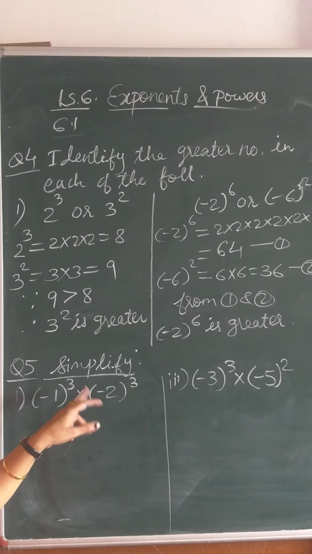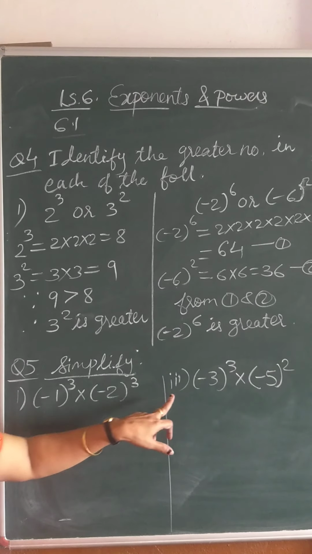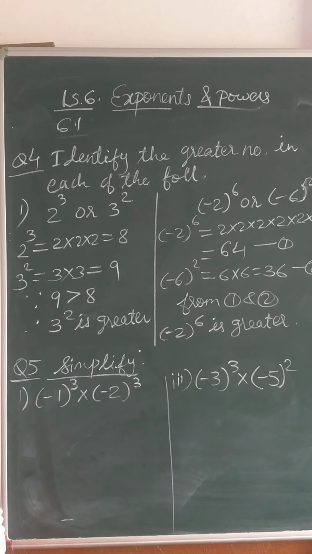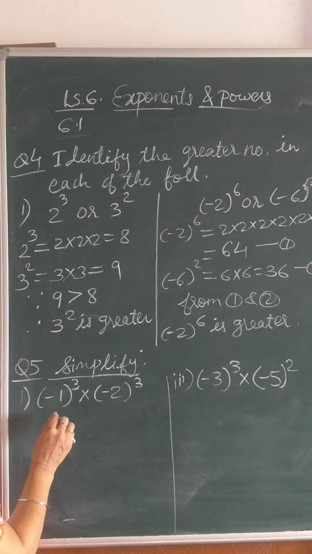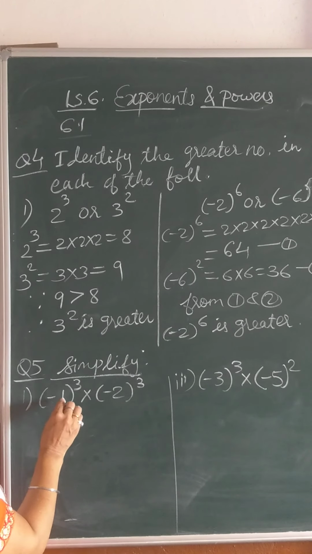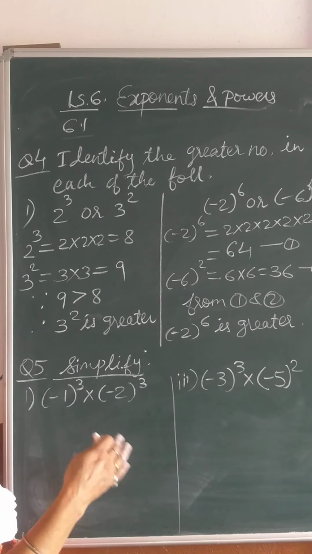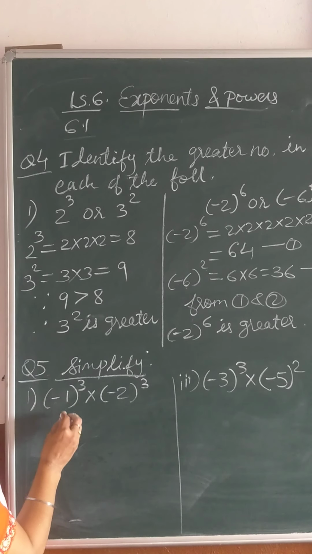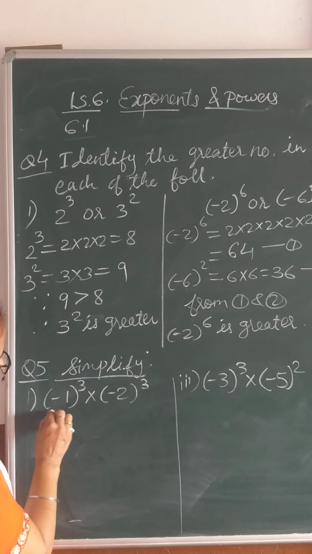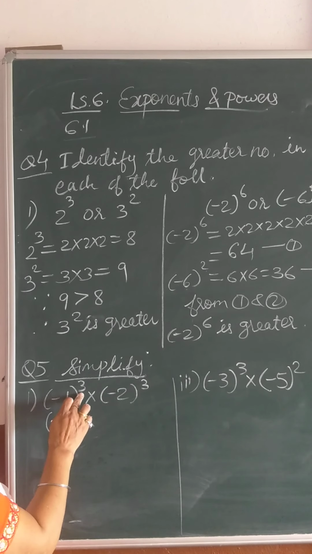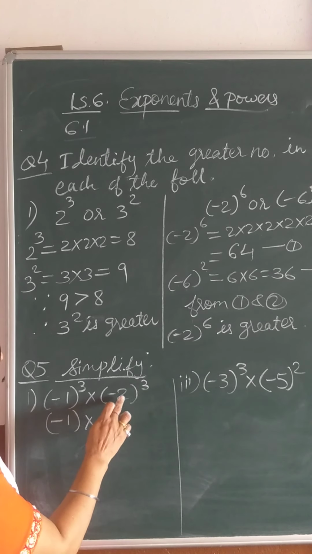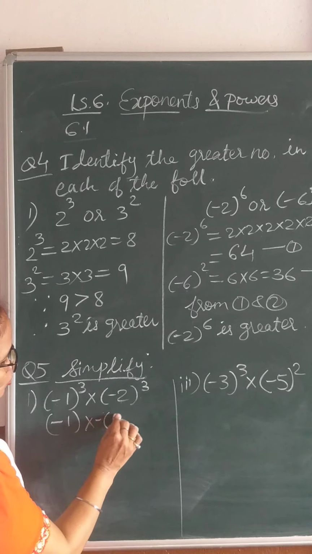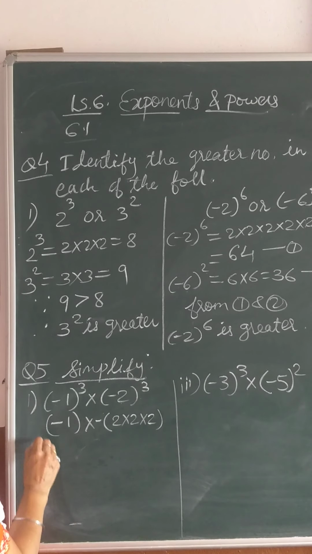Now let's simplify question number 5. Here I am explaining the first and third examples first. Minus 1 to the power 3 into minus 2 raised to the power 3. Now again children, let us simplify this. Here the minus sign is there and 1 is there. You know 1 raised to the power any number is always 1. So directly you can write that here you will get minus 1. Why minus 1? Because the power is odd. Now let's simplify this. Again here the power is odd, so you will get a minus sign. Let's take minus, and 2 you will multiply 3 times.